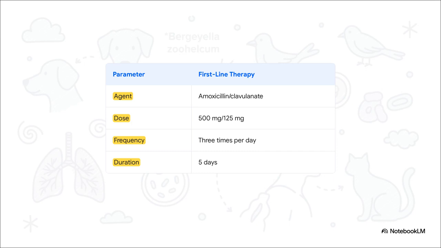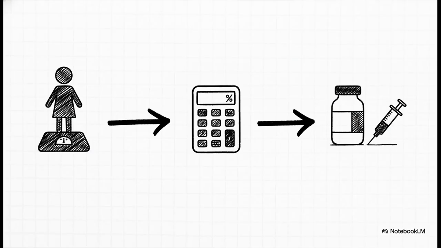For an adult with an infected bite, the first-line choice is amoxicillin-clavulanic acid. The dose is typically 500/125 milligrams, 3 times a day for about 5 days. It's a great choice because it covers the whole spectrum: Pasteurella, anaerobes, and of course, Bergeyella zoohelcum. And what about for kids? Well, the principle is exactly the same. You're still using amoxicillin-clavulanate to cover that same range of bugs. The only, and obviously critical, difference is that you absolutely have to dose it based on the child's weight.